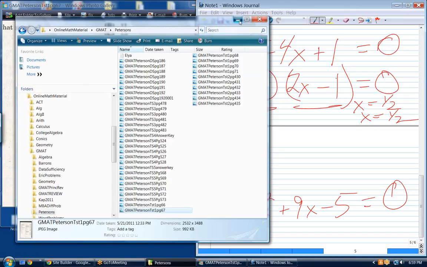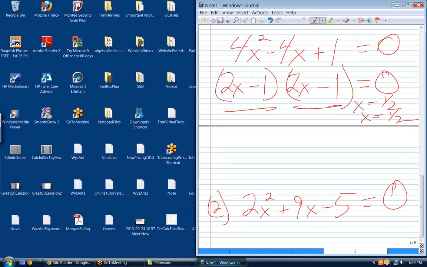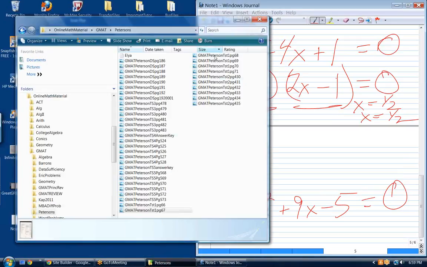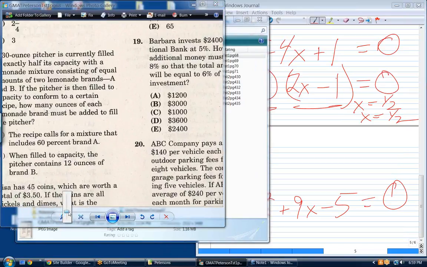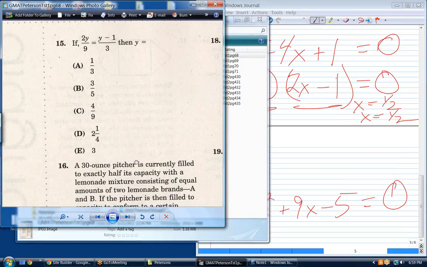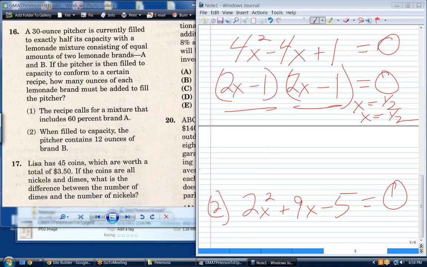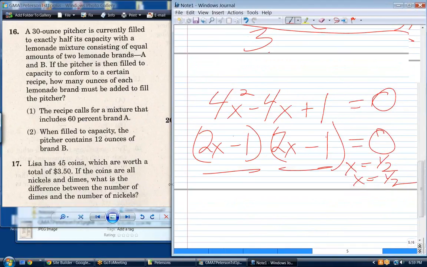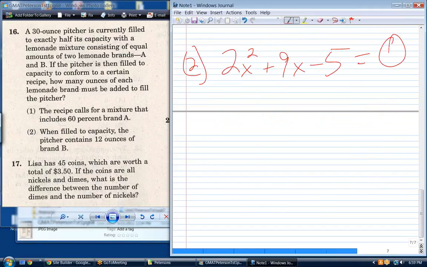I don't even have the answer key on these, but we don't need it. Okay, let me go to the next page. Let's look at 16. I find these data sufficiencies particularly hard. I much prefer the data sufficiencies that have math equations and real short stems.